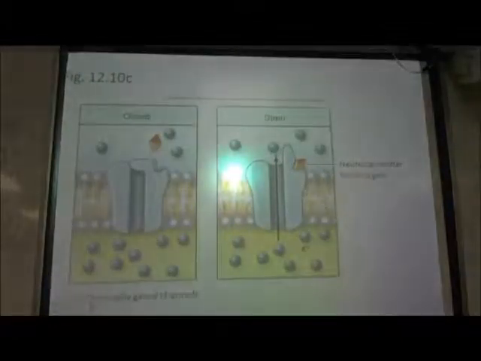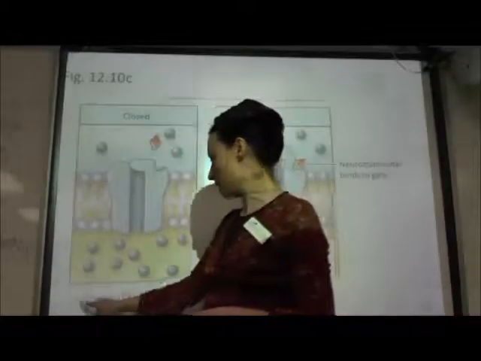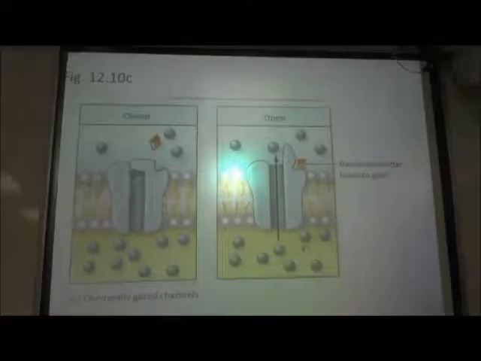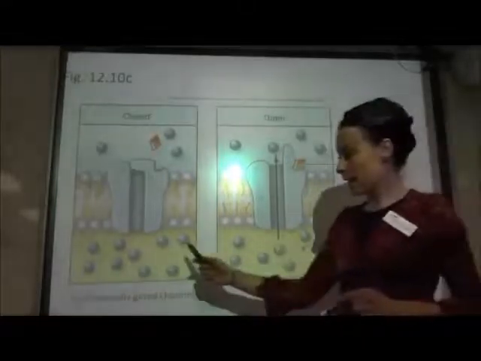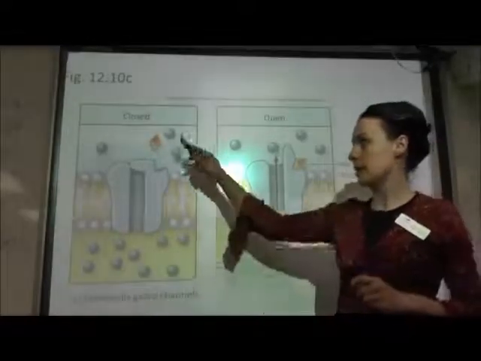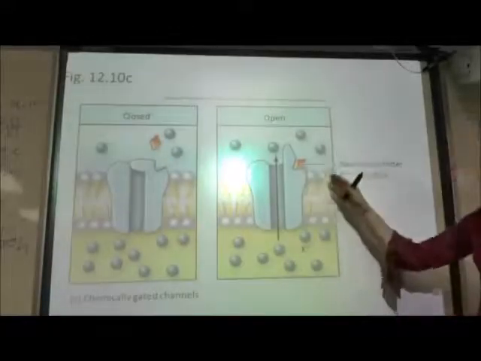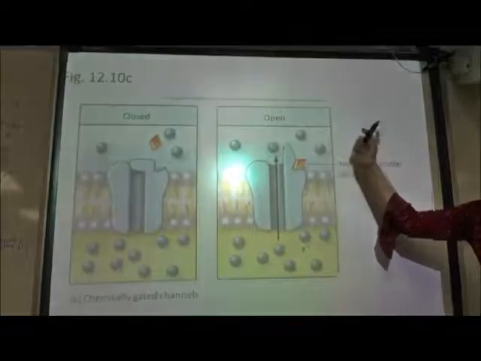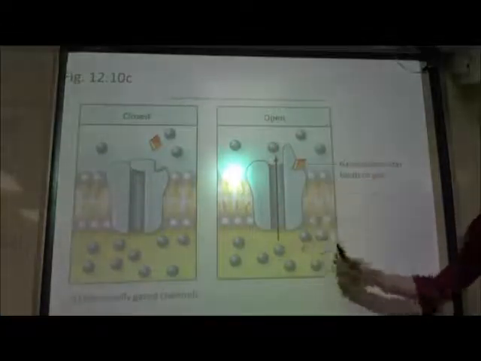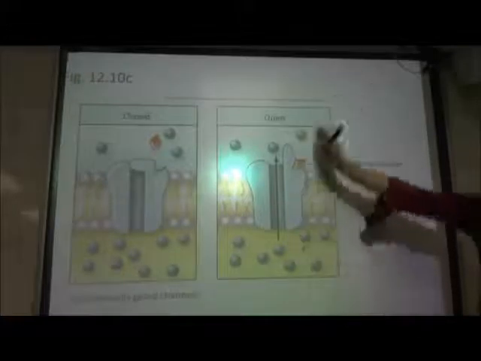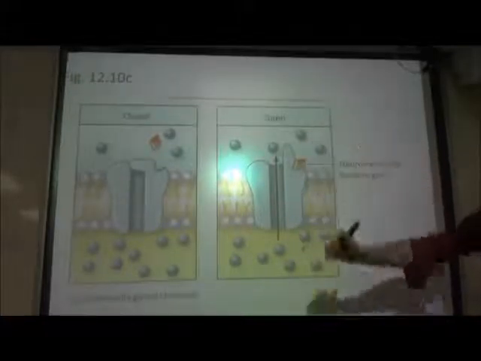Other types of channels that are important are these chemically gated channels. The chemical in this case is a neurotransmitter. So our chemically gated channels exist in 2 states. They have a closed state when they have not bound their neurotransmitter, and an open state when they have bound their neurotransmitter. So this is showing us a chemically gated potassium channel. When the neurotransmitter binds, potassium will then go down its concentration gradient and leave the cell.